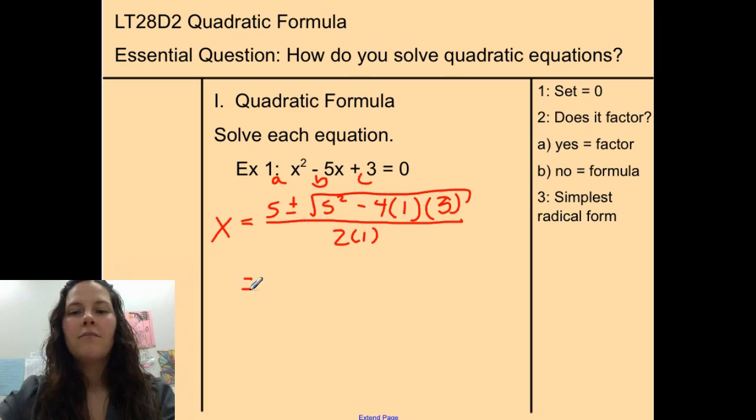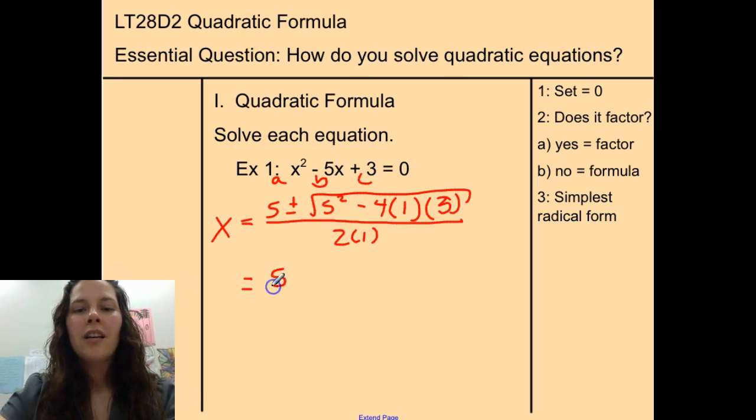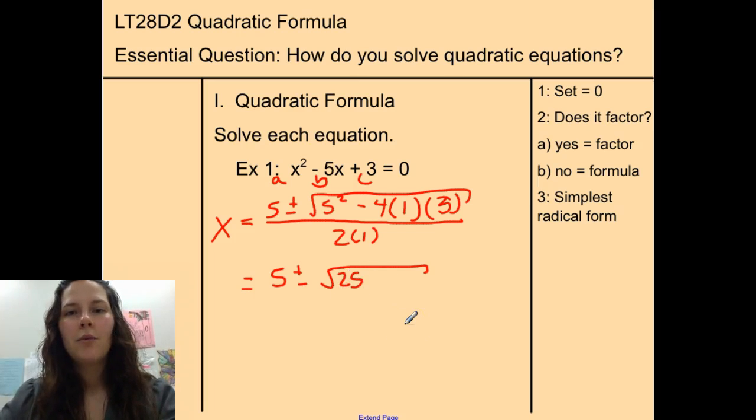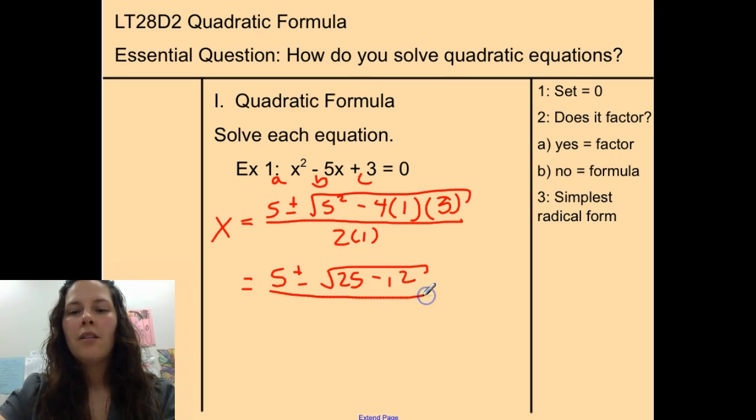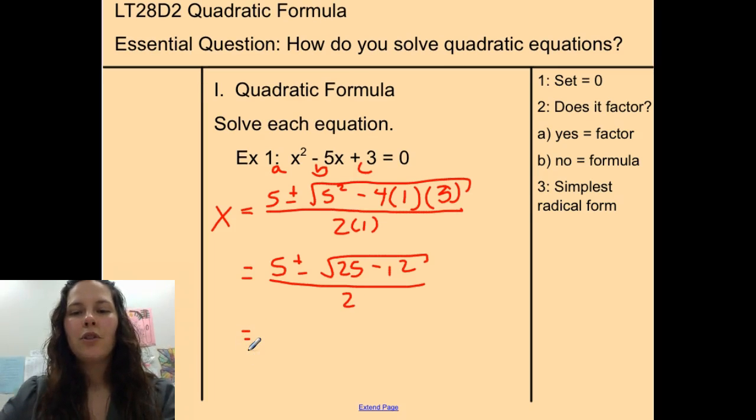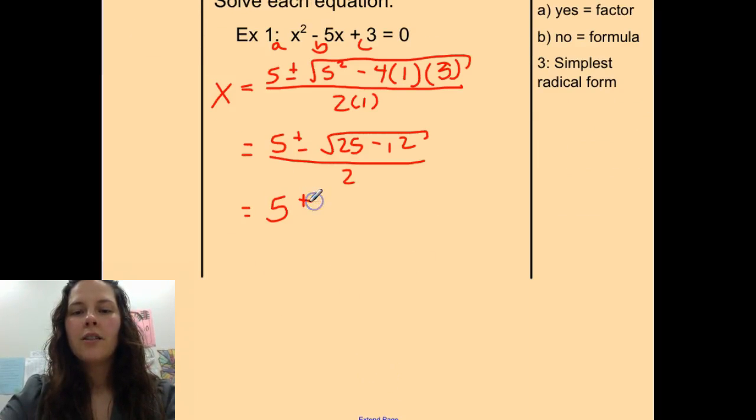And then we simplify. So under the radical, we've got a square and we've got some multiplication. Because they're separated by a subtraction sign, we can do those at the same time. 5 squared is 25, and -4 times 1 times 3 is -12, all over 2 times 1. And then finally, we'll go ahead and subtract inside the parentheses. So we have 5 plus or minus the square root of 13 all over 2.